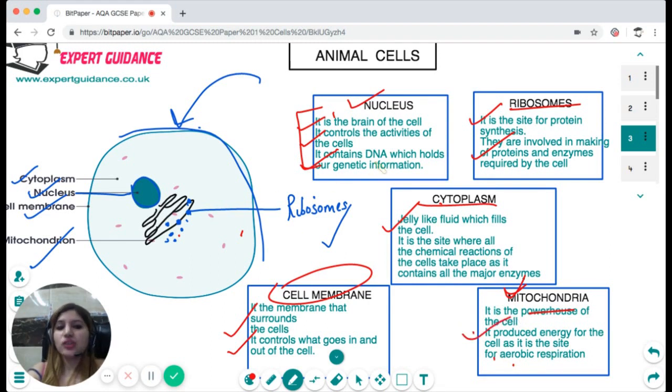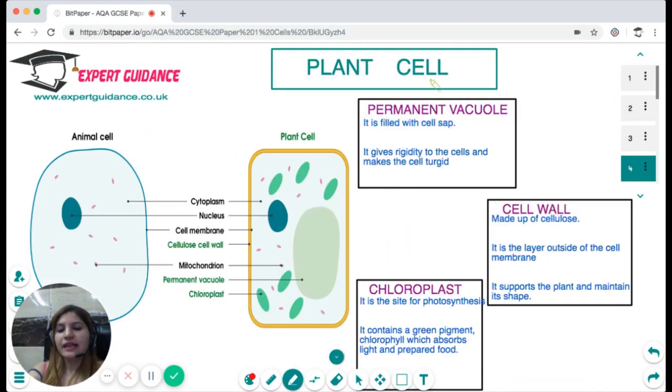Okay, so I hope you know the function of each of these organelles. And you should be able to label them. If any cell is given to you, you should be able to spot where's the nucleus, where's the cell membrane, where's the mitochondria. Next is the plant cell.